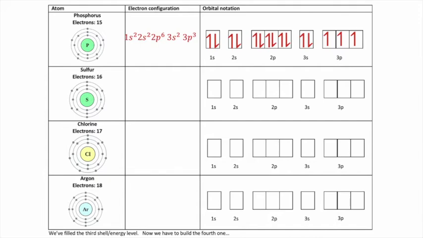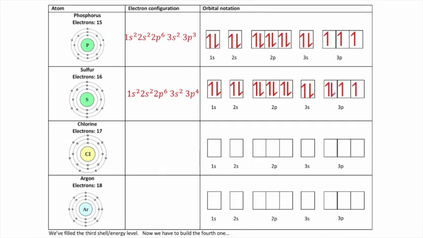Now we go to sulfur, and that has 16 electrons. Our electron configuration is 1s2, 2s2, 2p6, 3s2, and 3p4. We notice for our orbital notation, we have 1s electrons that are filled, 2s is filled, 2p is filled, 3s, and when we get to the 3p, we have to start doubling up.